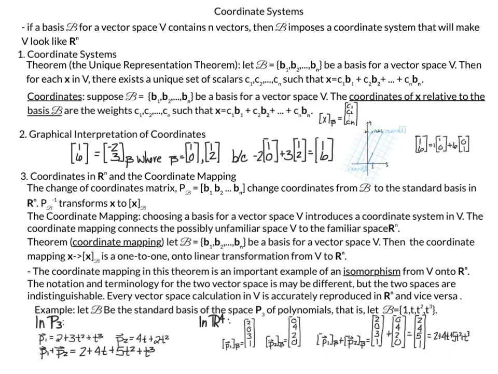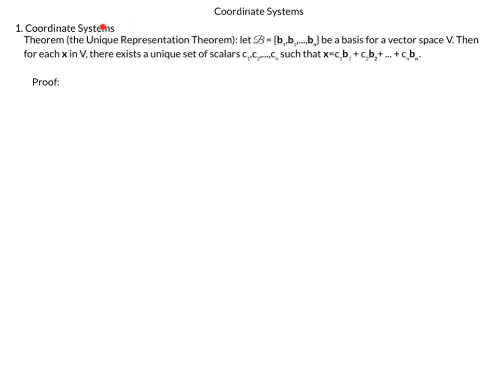This is it for our overview, so now we'll back up and look at these ideas in more detail. The unique representation theorem says if we have a set B of vectors b1, b2 up to bn, and they are a basis for a vector space V, then for each vector x in V, there exists a set of scalars c1, c2 up to cn such that the vector x can be written as a linear combination of your basis vectors: c1 b1 plus c2 b2 up to cn bn.